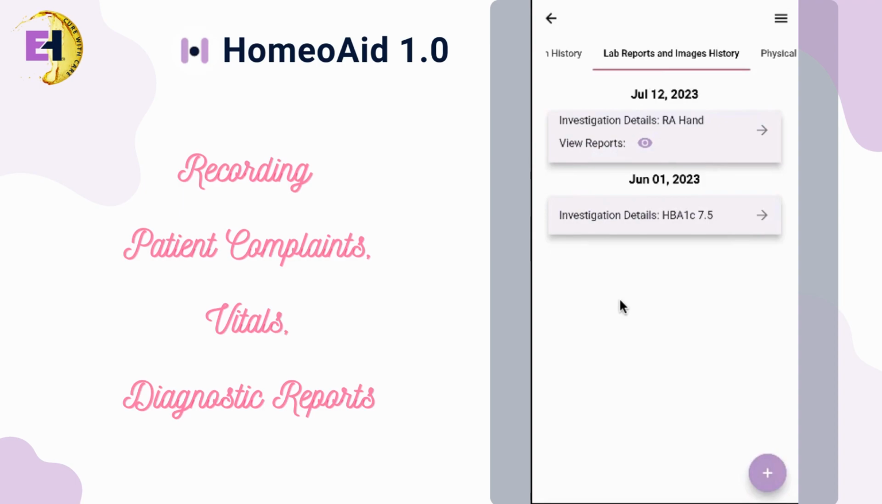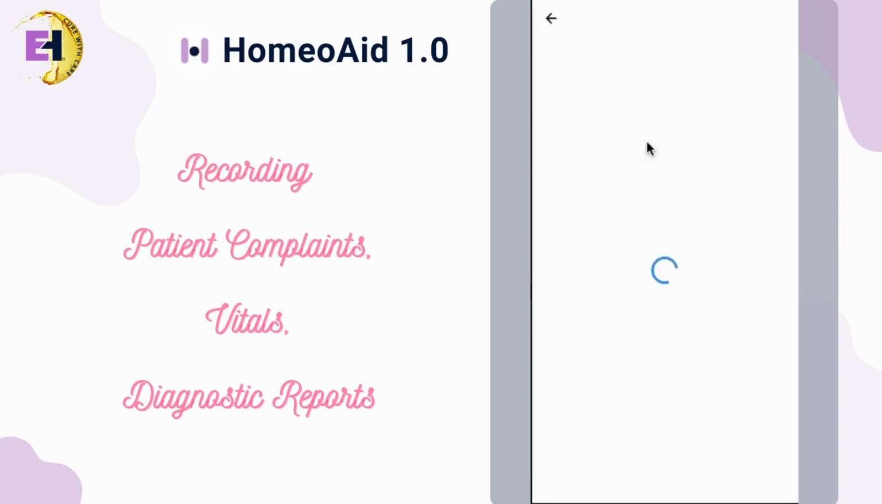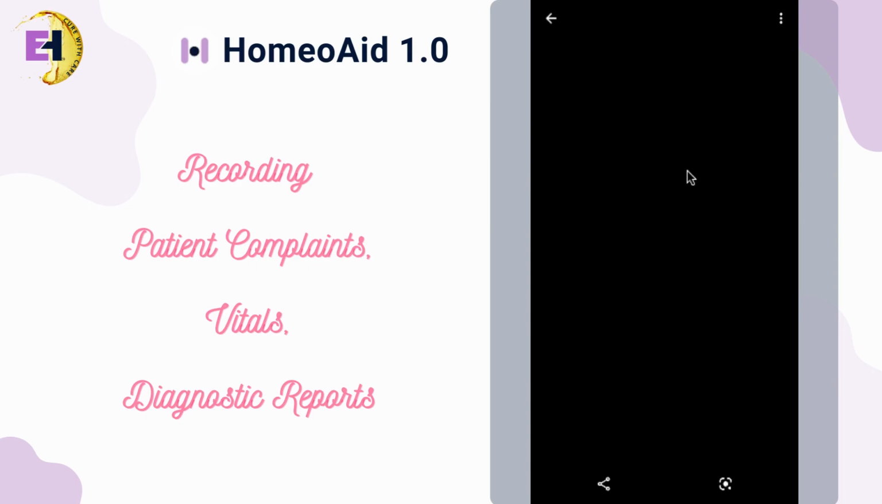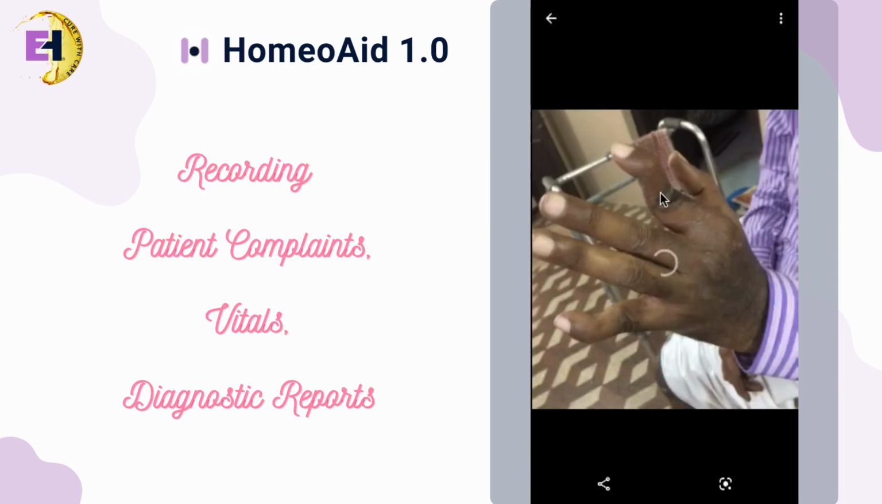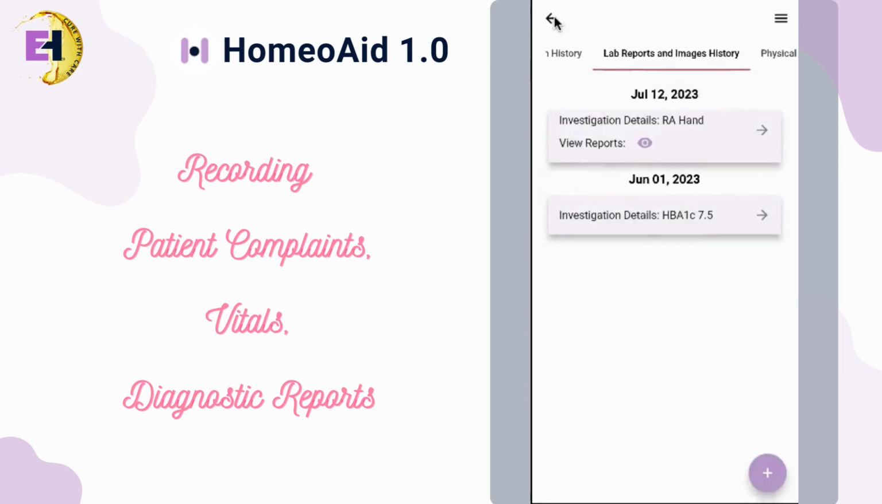The third way is to store pictures of the patient. Let's see an example of an RA of the hand, rheumatoid arthritis of the hand. Clicking on view reports, you could see that we have taken a picture of the rheumatoid arthritis condition of the hand of the patient. This way, you could take a picture each time the patient visits you, thereby you have a comparison of how the improvement is going. This is how you use lab reports and images.